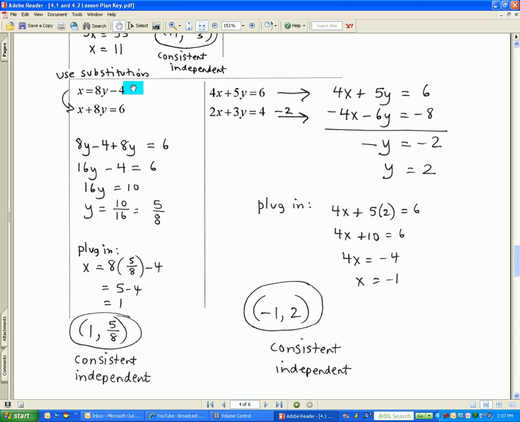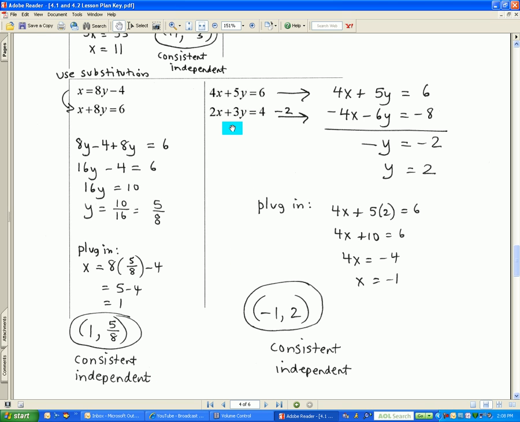When I go to the top equation and substitute in y, I will get x. X equals 8 times 5/8 minus 4. Remember that 8 is really 8 over 1, so the 8's cancel, leaving me with 5. 5 minus 4 is 1, therefore x equals 1. I have the ordered pair 1, 5/8 as my answer. That means the two lines cross in that one location. It is therefore consistent and independent.